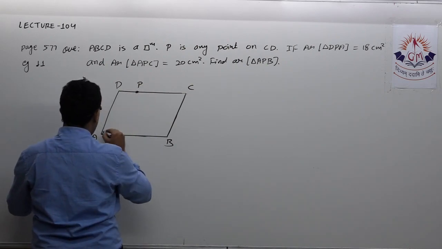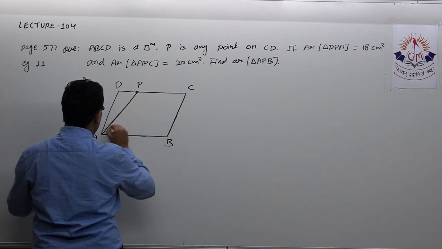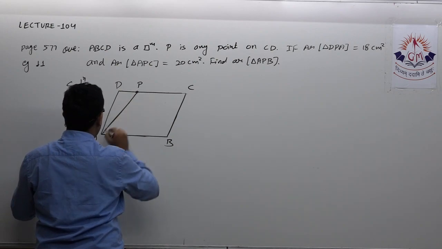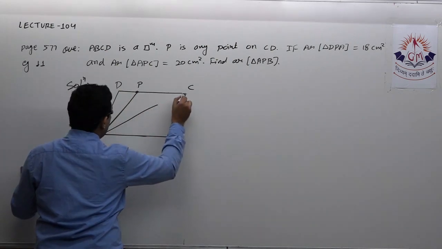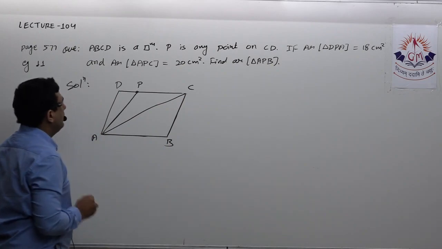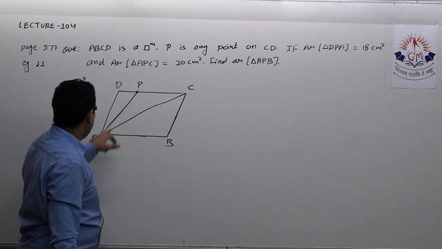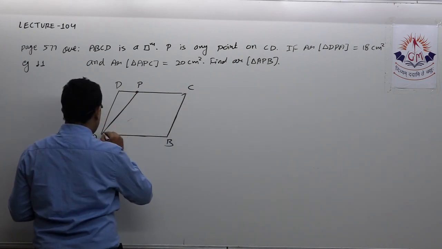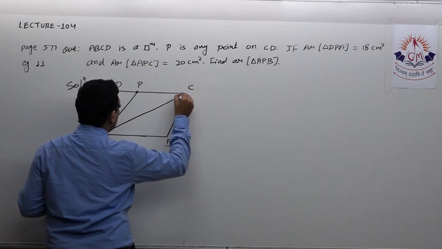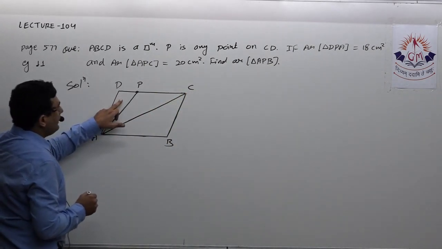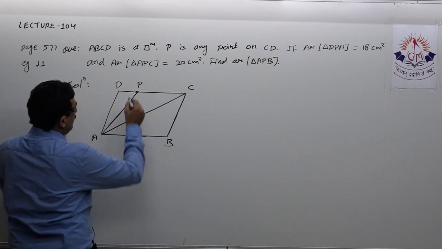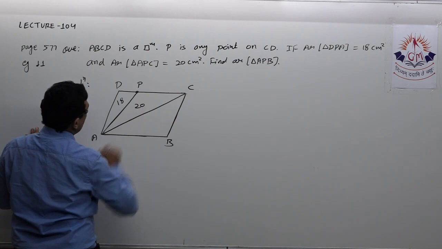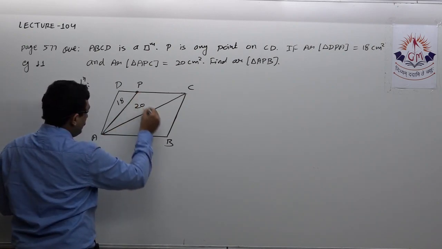Area triangle DPA is given, and area triangle APC. These two triangles and their areas are given. We have to find the area triangle APB. So it's not that much difficult question. The only thing is that you should know the concept. See, here area triangle DPA, that is 18. Area triangle APC, that is 20. What we need to find is APB if I join this.